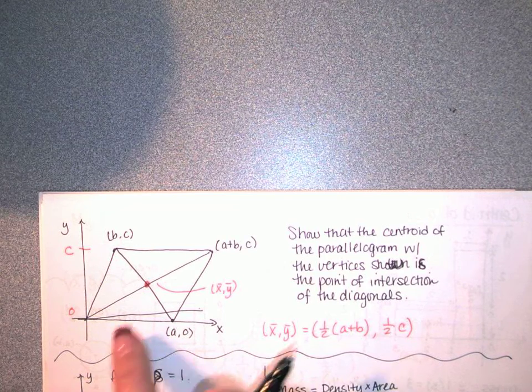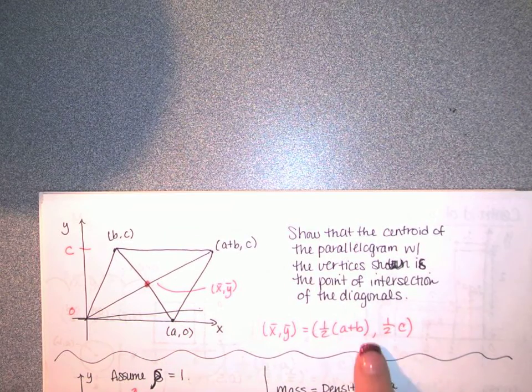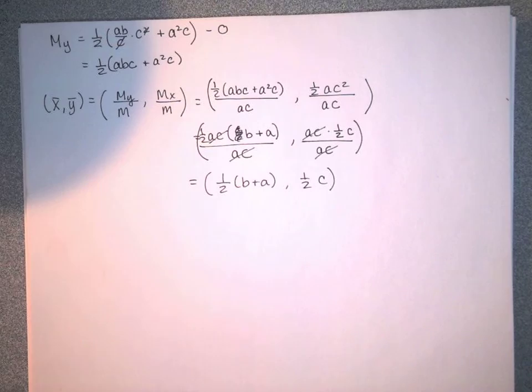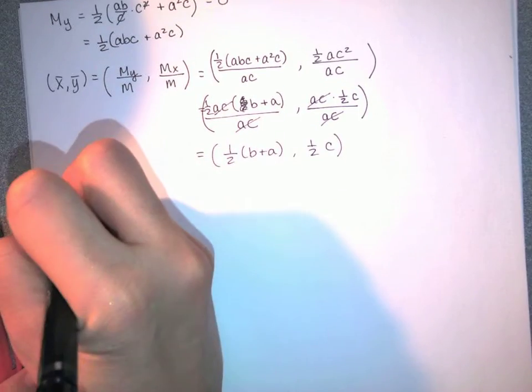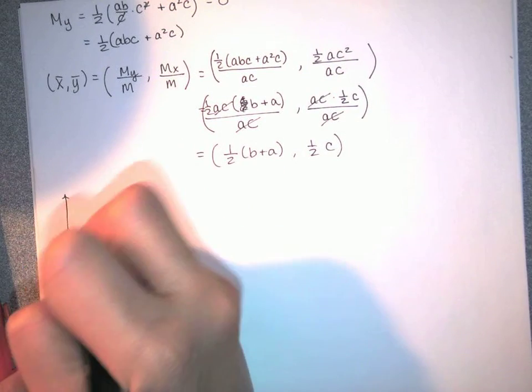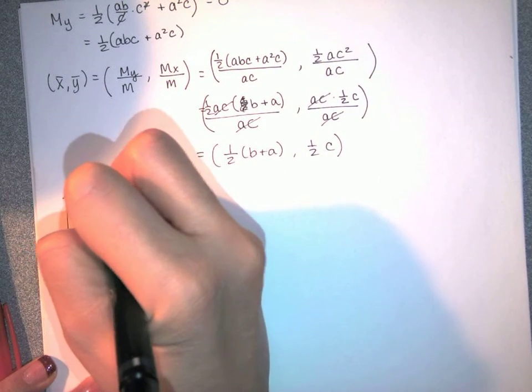Now I want to show that the point of intersection of this line with this line is the same as this. So I just need to find the equations of those two lines. And it's not too bad, it's just lines, guys. Don't be intimidated by a little line.